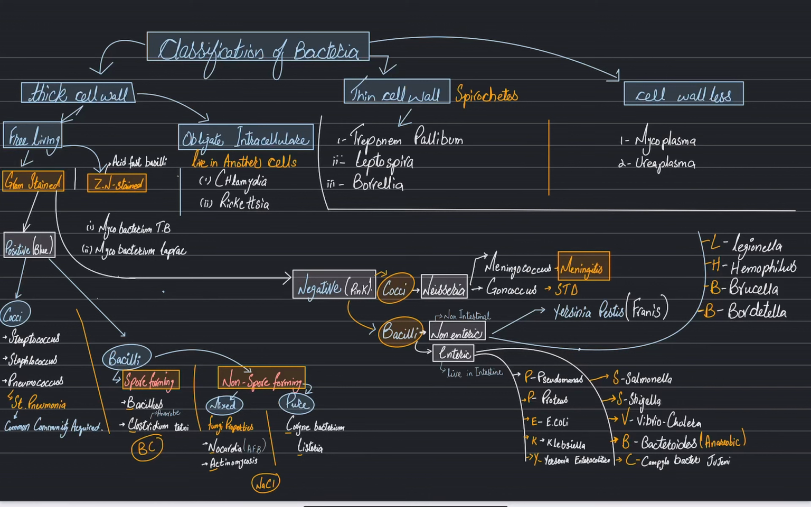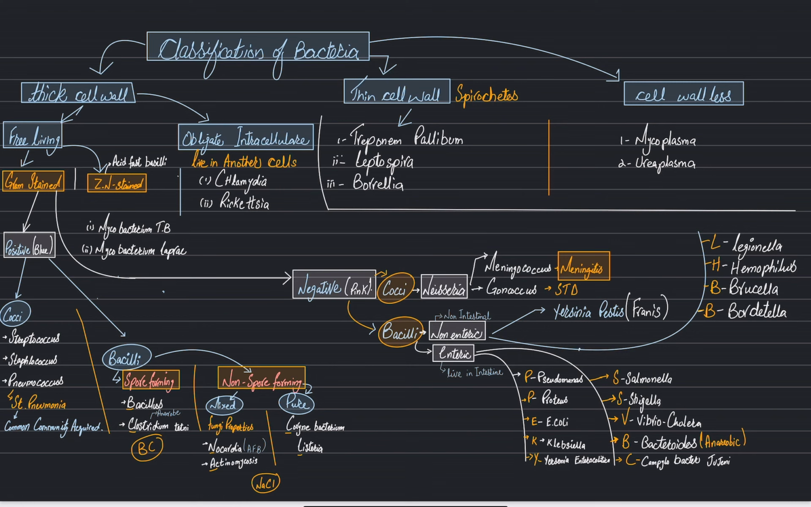Today we are going to start with a new topic of microbiology. Microbiology, and first we're gonna see here the classification of bacteria. So we divided the major types of the classification of bacteria into three parts: thick cell wall, thin cell wall, or cell wall-less bacteria. So let's talk about this one first.